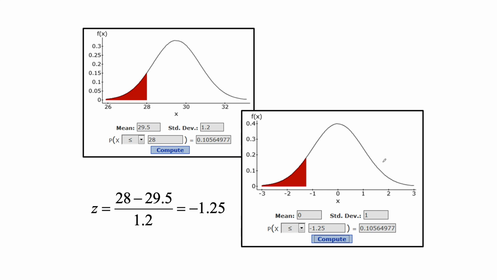Here you can see on the bottom right, we've computed the probability that x is less than or equal to negative 1.25 in the standard normal distribution, and compared that to the probability that x is less than or equal to 28 in our distribution of seal pups.